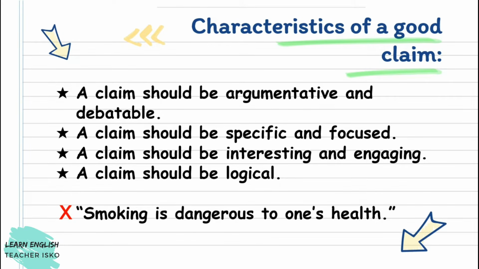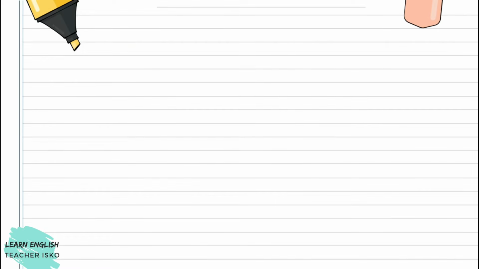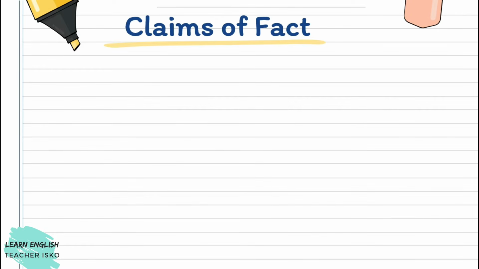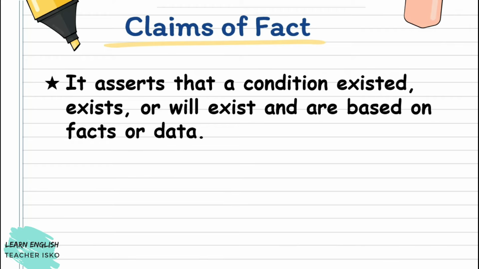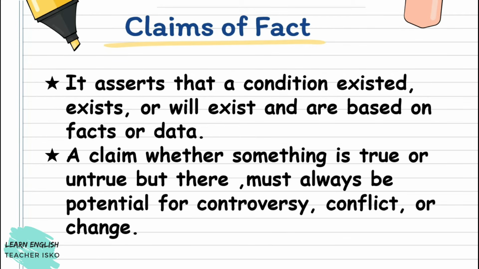This time, let us now talk about the three types of claims. The first claim is claims of fact. A claim of fact asserts that a condition existed, exists, or will exist and is based on facts or data. Also, a claim of fact is a claim whether something is true or untrue, but there must always be potential for controversy, conflict, or change. Again, claims of fact make an assertion about something that can be proved or disproved with factual evidence.